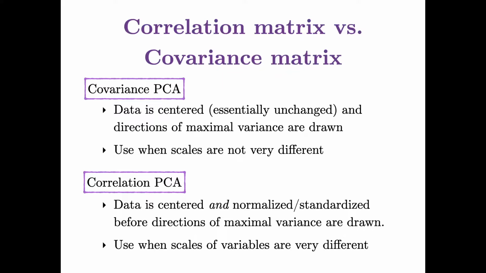So we should use covariance PCA when the scales of our variables are not very different. Now, there are many instances where this is the case. In genetic analysis, in a lot of image analysis, Likert scale response analysis, oftentimes you have a fixed scale on which the variables can be. On the other hand, correlation PCA is a situation where your data is standardized before those directions of maximal variance are drawn. So we want to use correlation PCA when the scales of the variables are very different.